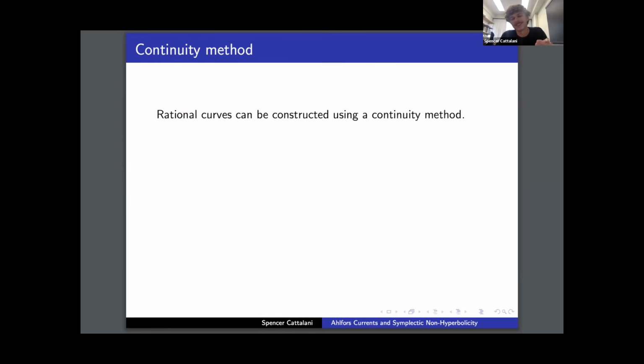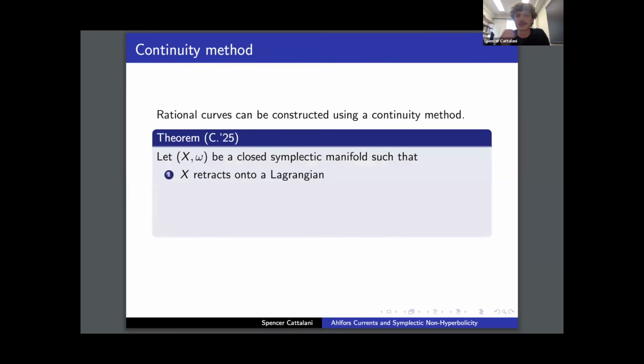Complex lines, it's very difficult to do so, but the following theorem is proved using a continuity method. So if you have a closed symplectic manifold that retracts onto a Lagrangian, I just want to point out here, it's a retraction and not a deformation retraction. So for instance, every Riemann surface retracts onto a Lagrangian. It's a very flexible condition. A deformation retraction onto a Lagrangian would be impossible.